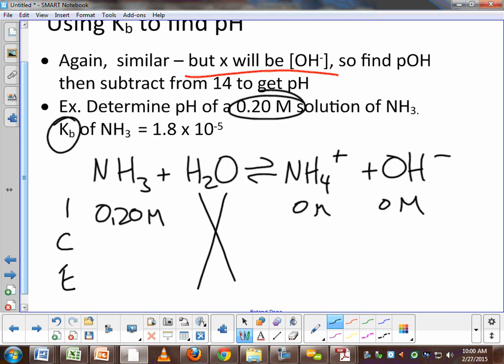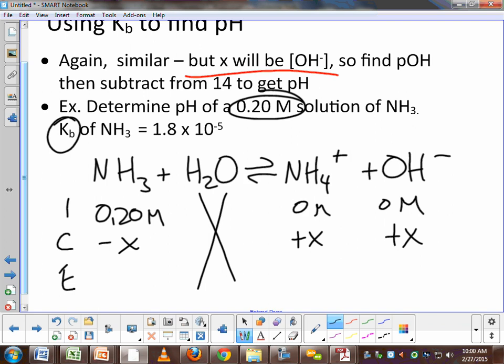For the change here, the ammonia is going to be minus X. It's a reactant. It's getting used up. It's going to be plus X and plus X for the products, because everything is in a 1-to-1-to-1. Products are created. They are made so that they are increasing in concentration.